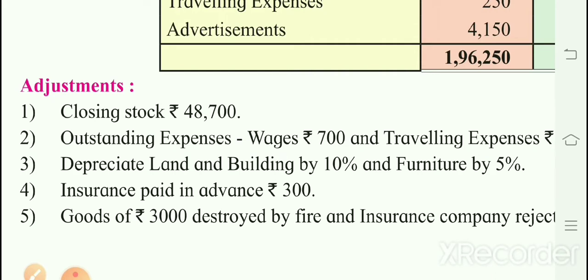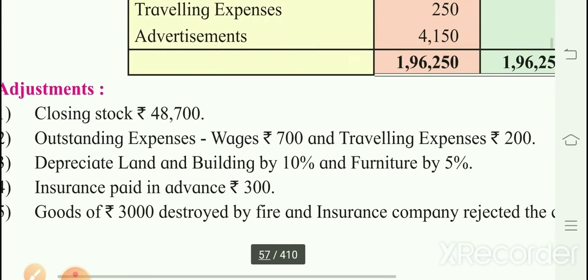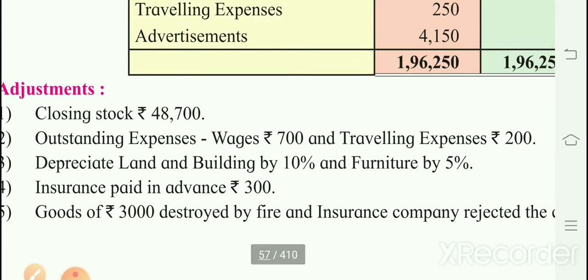Second adjustment, outstanding expenses, wages rupees 700 and traveling expenses rupees 200. See, these are the outstanding expenses, means they are due but not paid by our firm. So wages of rupees 700 will be added to debit side of trading account under the heading of wages. See, we have written wages by rupees 800. In that, add rupees 700. The amount that will appear on outer column will be 1500. Its second effect will be written on liability side as outstanding expenses, wages rupees 700.